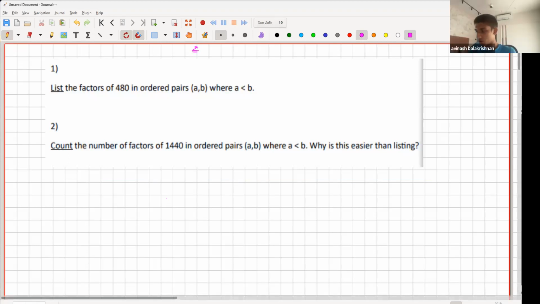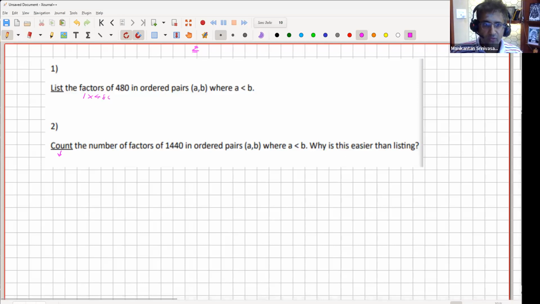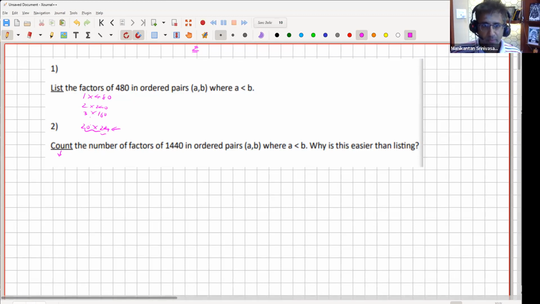24. So basically question 1 and 2 are just to compare and contrast how long it is to list, but how easy it is to count. Counting means you just have to give how many. You don't have to list them. Listing means you have to list. So you say 1 into 480, 2 into 240, 3 into 160, like that, right? We keep going. The last one will be 20 into 24, when 20 and 24 are next to each other. That's when we stop. So that takes a long time.